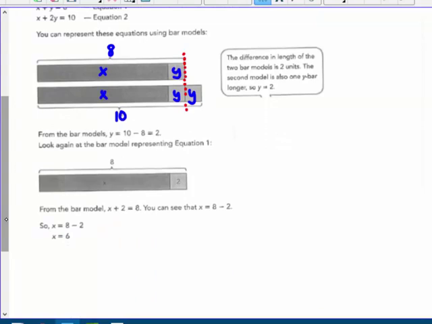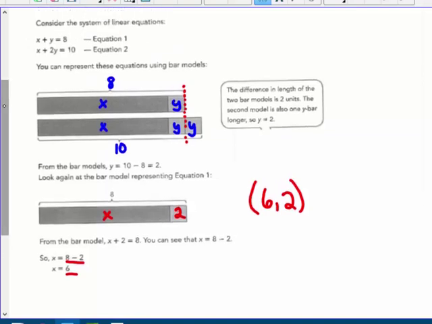Look again at the bar model representing equation 1. So now they've substituted back in y equaling 2. So x plus 2 equals 8. Well then x, if I take 8 and subtract 2, I'm going to get that x equals 6. So I've solved the system of equations for the answer, the ordered pair x equals 6, y equals 2. Plugging that back into both equations, you'll see that that works. 6 plus 2 times 2 is 4, does equal 10, and 6 plus 2 does equal 8.